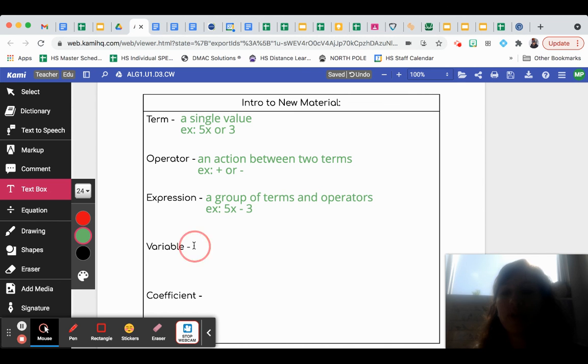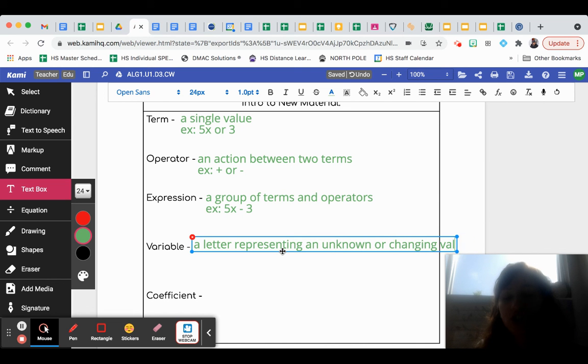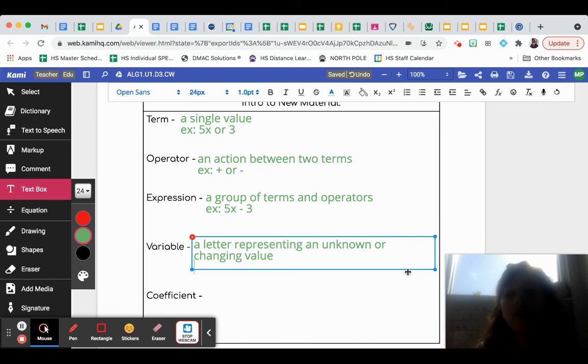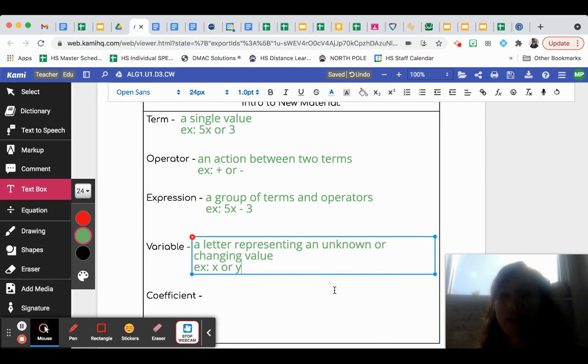All right, a variable, which is what we talked about yesterday. A variable is a letter representing an unknown or changing value. I'm going to reduce the size of my text box here. A letter representing an unknown or changing value. It doesn't mean 1, it's just telling us, hey, we don't know this number yet, or this number might change. Some examples, x or y, those are most common. And as we talked about yesterday, there's a special reason we use x. Y just kind of comes next and makes sense.